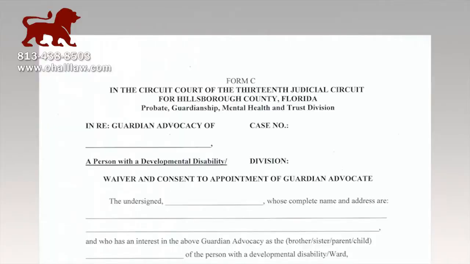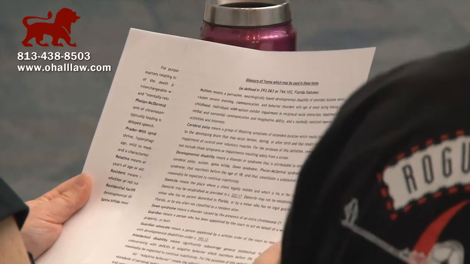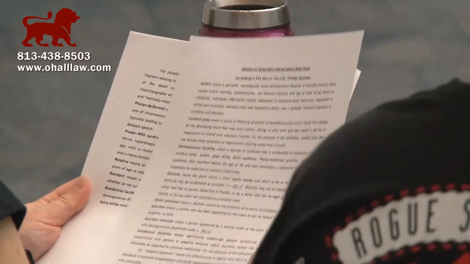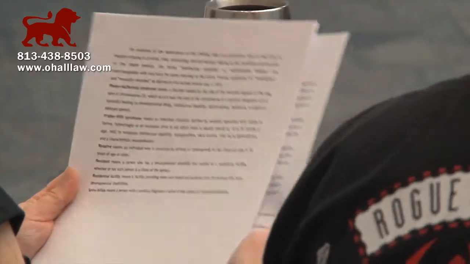All right, the next form, Form C, is the waiver and consent. If you are husband and wife and you are co-guardians, you don't need to worry about this form. But if it's only one person filing to be guardian, one of the parents, then the other parent needs to sign this Form C, waiver and consent. And that is so that they are aware the guardianship process is happening, and they are waiving their right to be the guardian advocate and allowing the parent to serve as the guardian advocate.